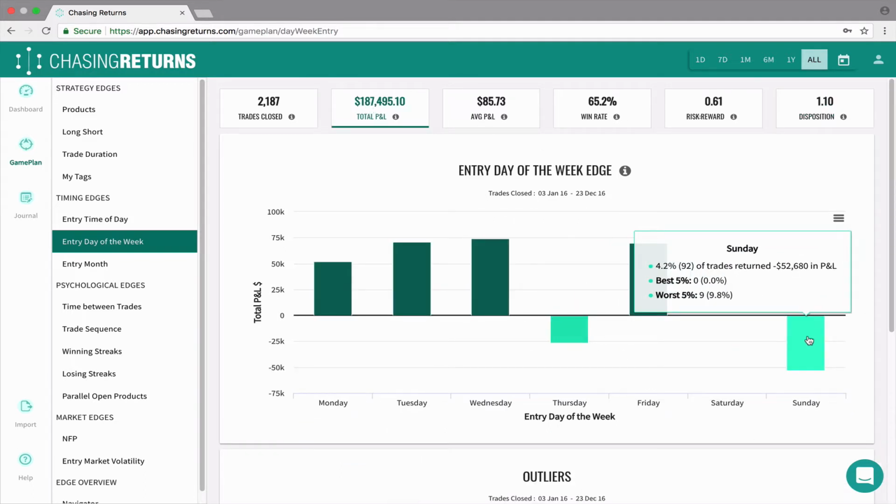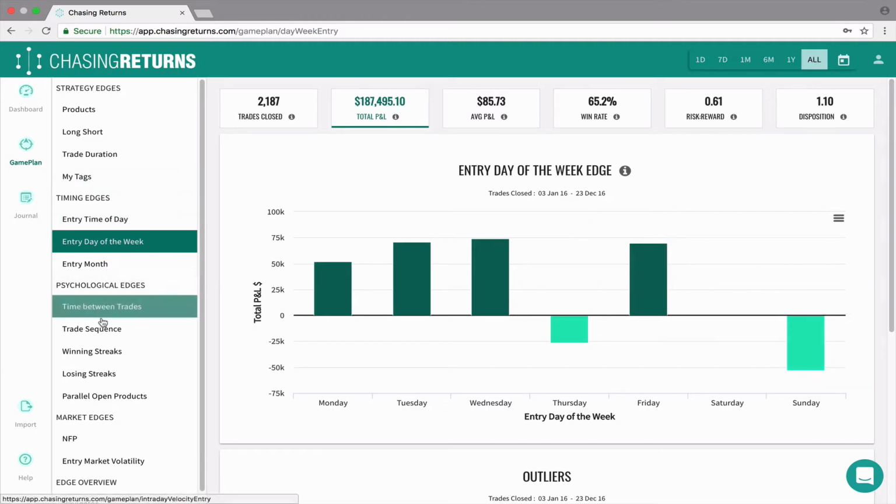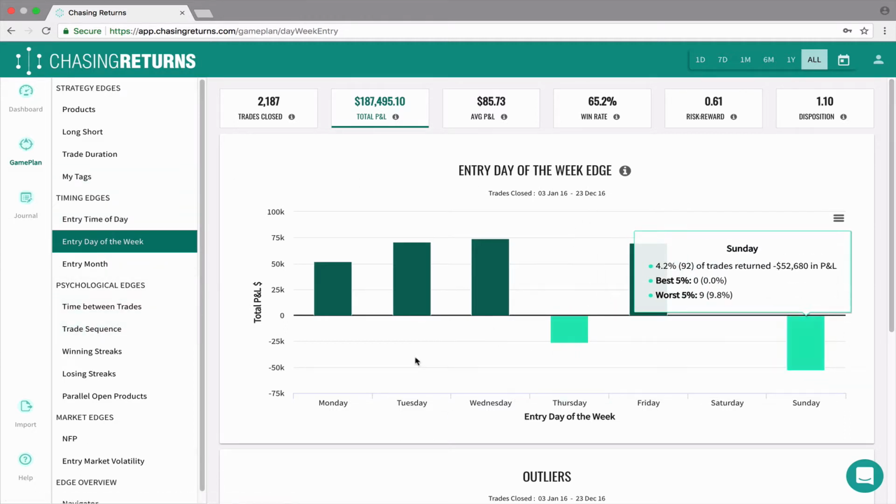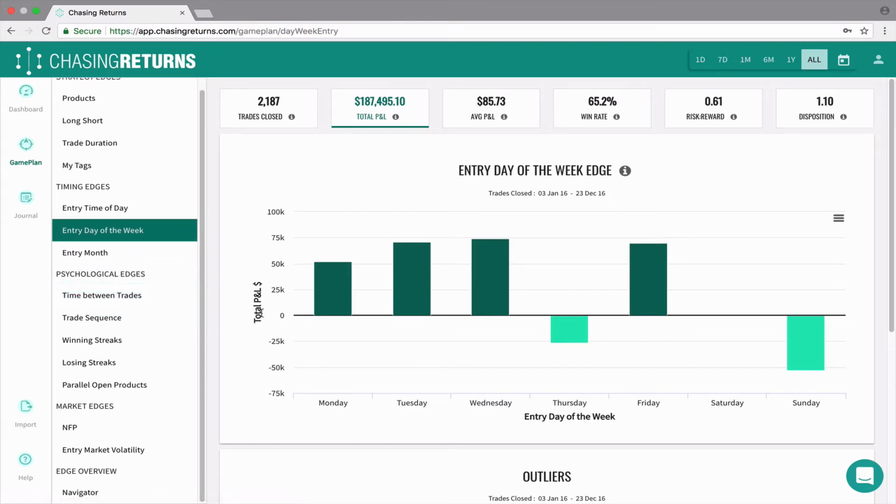Clearly, if we don't know the trader, we don't know what causes the problem, but we're able to certainly tell the trader that there's some issue. With this particular trader, I'm going to move on and then I'm going to come back to what the problem is on Sunday nights, because I'm going to show you some of the psychological edges, right? And the one I want to start with is the one called trade sequence.